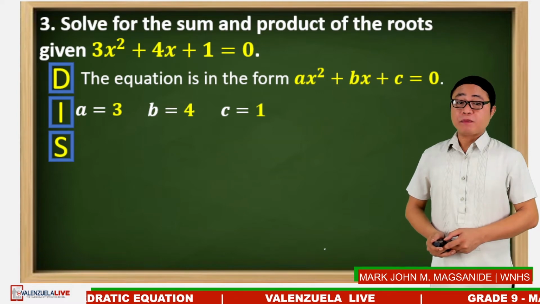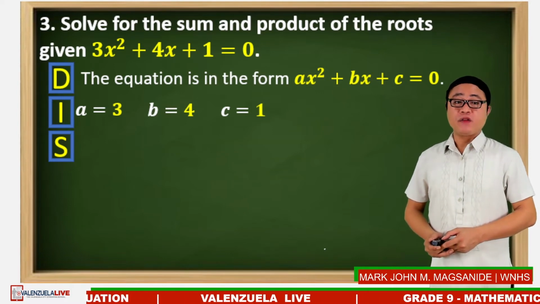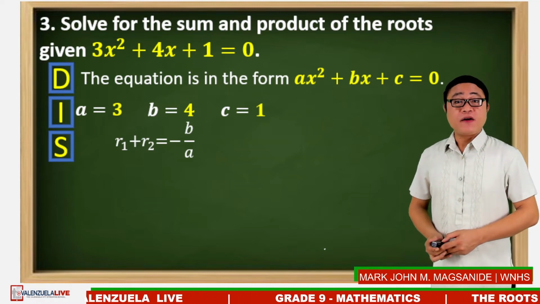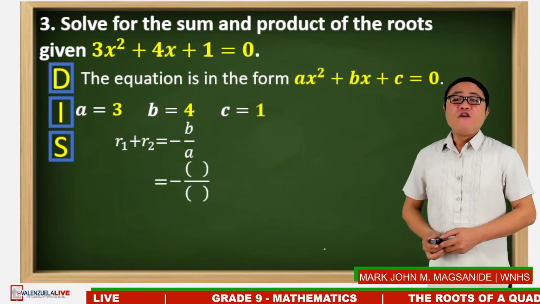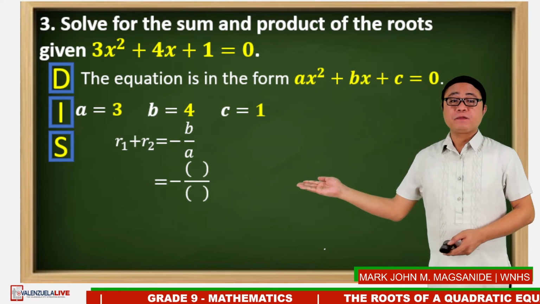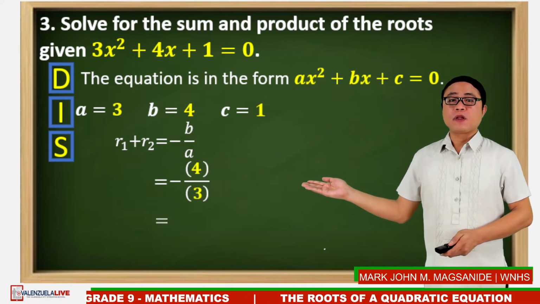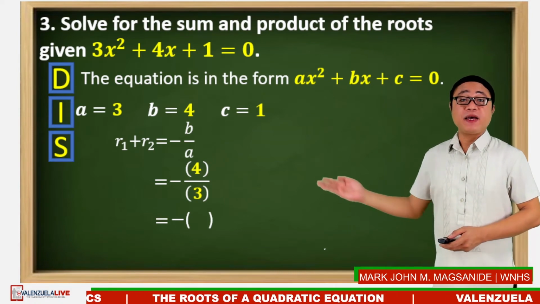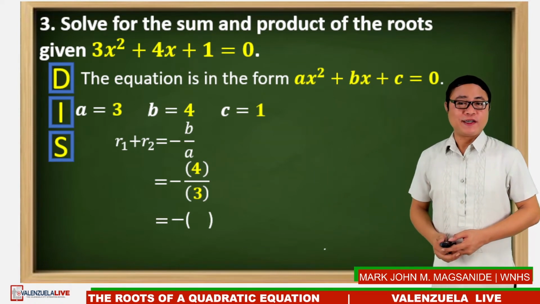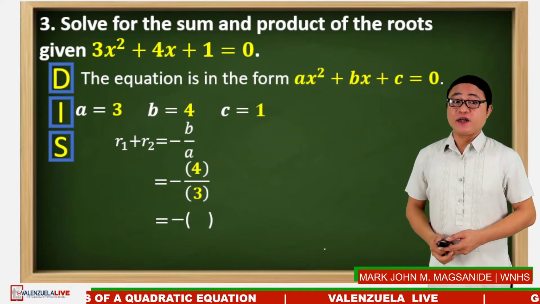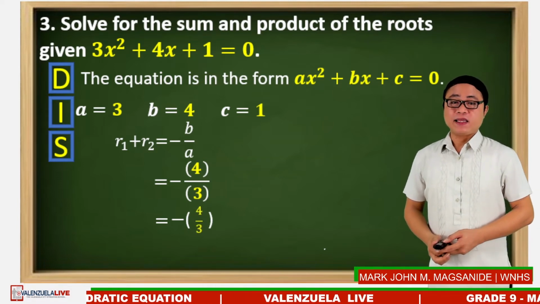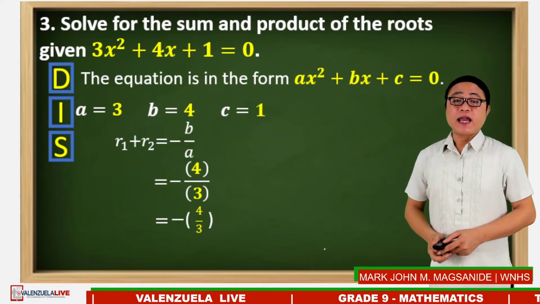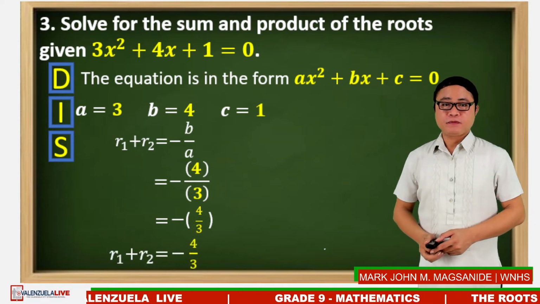Last step, let us solve for the sum and product of the roots. Beginning with the sum of the roots, fill in the value of B and A. For B, we have 4. And A is 3. Then 4 divided by 3 is 4/3. Then simplifying further, we will get negative 4/3. Therefore, the sum of the roots is negative 4/3.